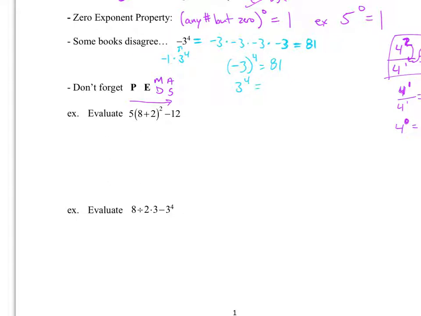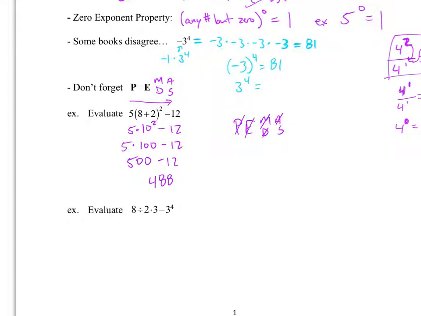What's my first step? Parentheses, which is 8 plus 2, so I get 10. So 5 times 10, and then that squared has to come down, minus 12. Now we do exponents because we're done with all our parentheses. So it's 100. Done with exponents. 5 times 100 is 500. Done with multiplication, no division, no addition. So minus 12, 488.